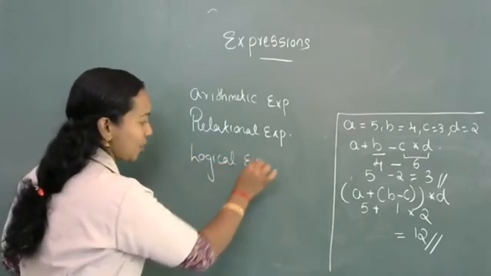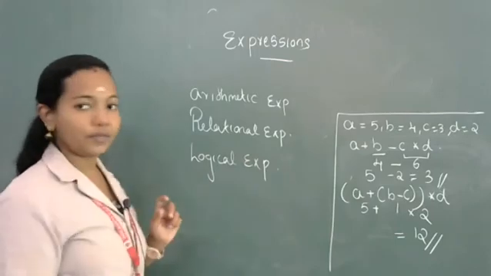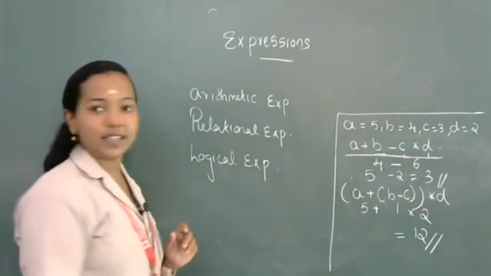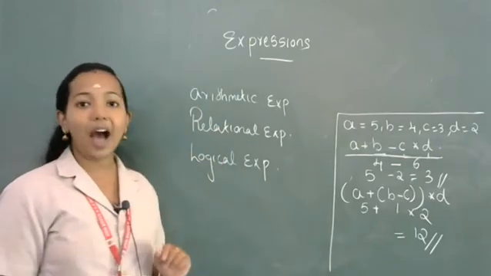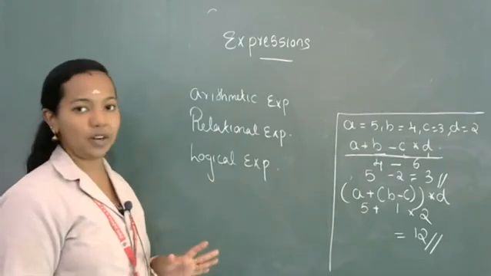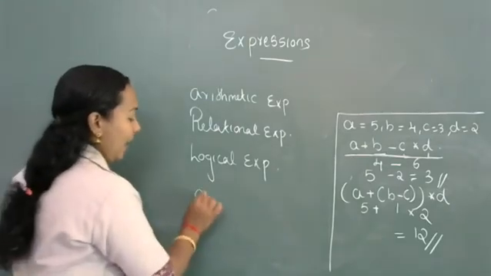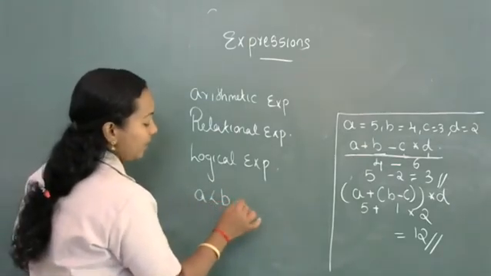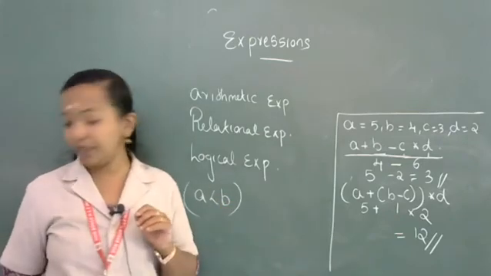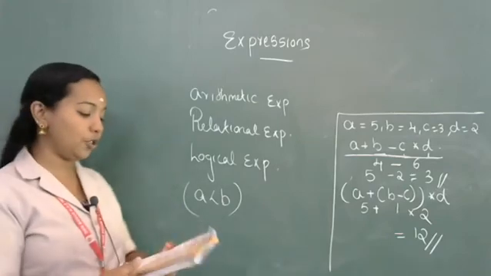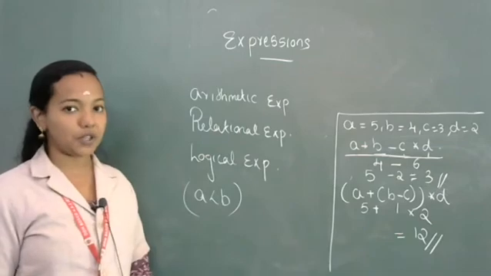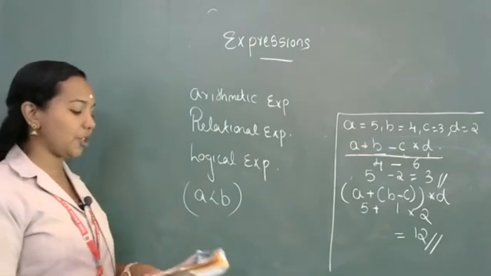Then if we are using logical operators, logical and, logical not, logical or, then it belongs to the logical expression category. Okay. So, here A plus B minus C star D is an example of arithmetic expression. Clear? Then A greater than B. This belongs to which category? It belongs to relational expression.